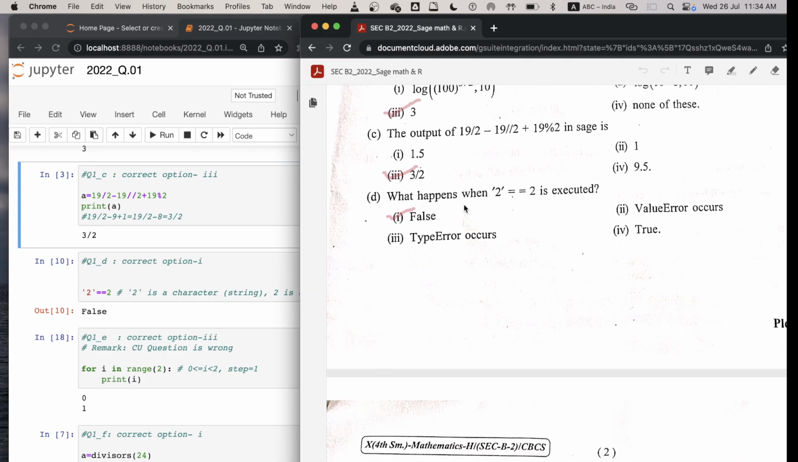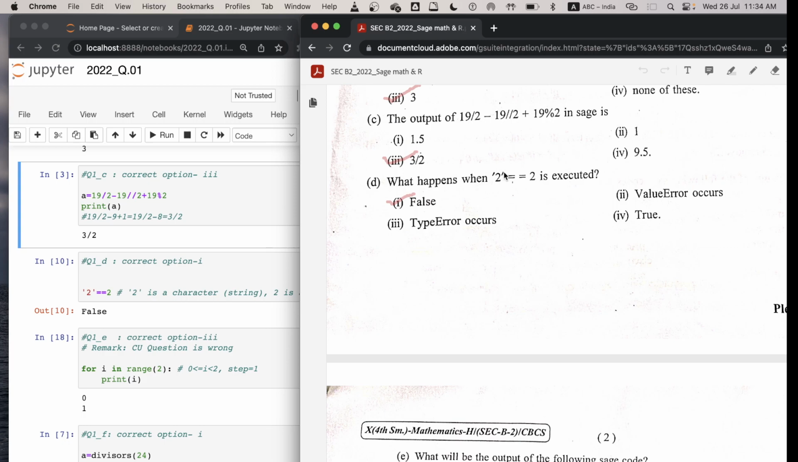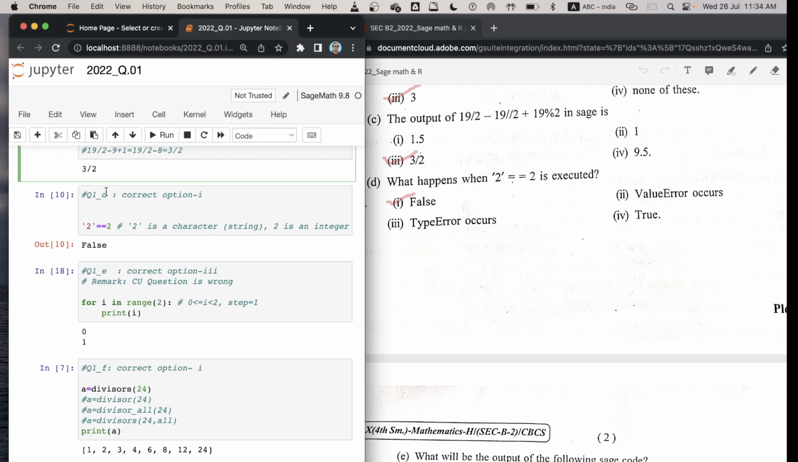Question D. What happens when single quote 2 equals 2 is executed? Answer is 1, false. Because within single quotes, 2 gives the character string, and the right hand side 2 is an integer. So the left hand side is a character in string form and the right hand side is an integer. So we check this equality, and this is false. This is the string and this is the integer, so this is false.